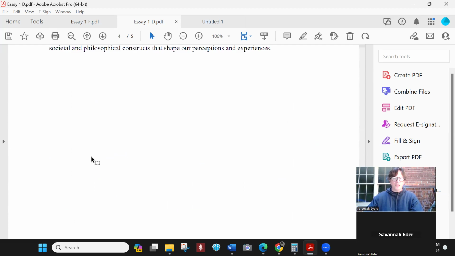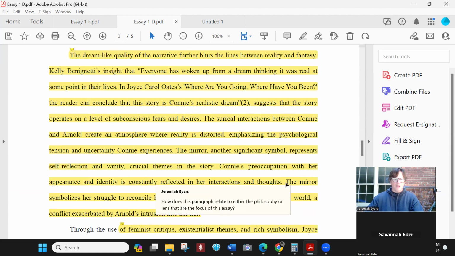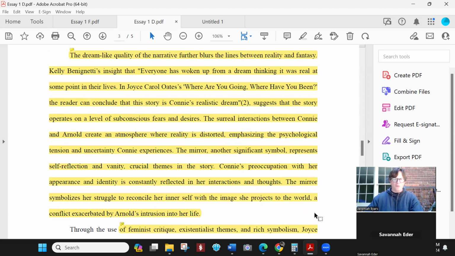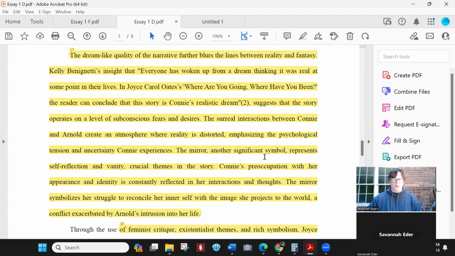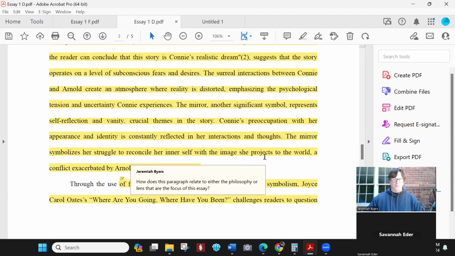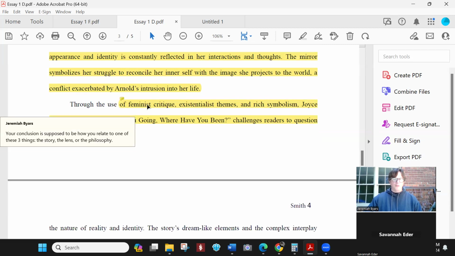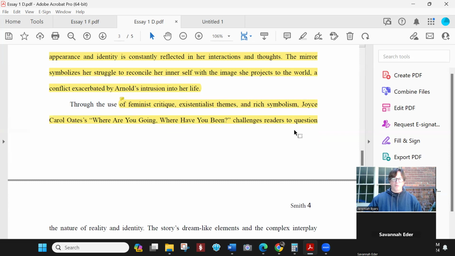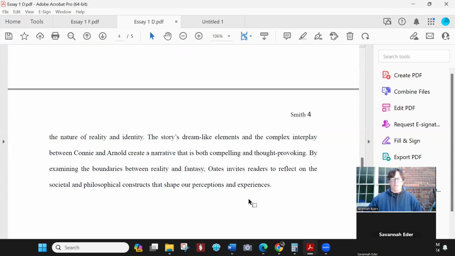All right. So it just feels like a random paragraph. I don't want to say it's copy and pasted and just thrown in here for filler. Okay, but it doesn't fit. It stands out. It is incorrect to have this here. Okay. So that's a problem. Okay. Through the use of feminist critique, existential themes, and rich symbolism, Joyce Carol Oates challenges readers to question the nature of reality, identity, blah, blah, blah.